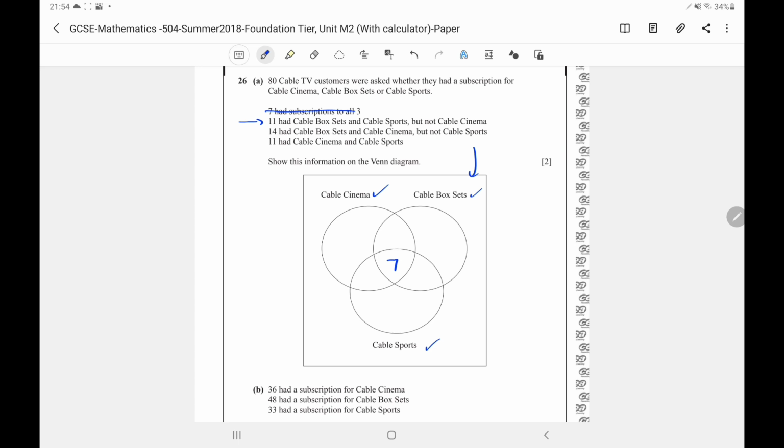Let's look at this. 11 had cable box sets and cable sports, but not cable cinema. So we want to put 11 where these 2 overlap, box sets and sports. So I'm going to put 11 there. 14 had cable box sets and cable cinema, but not cable sports. So 14 where these 2 overlap, which is there.